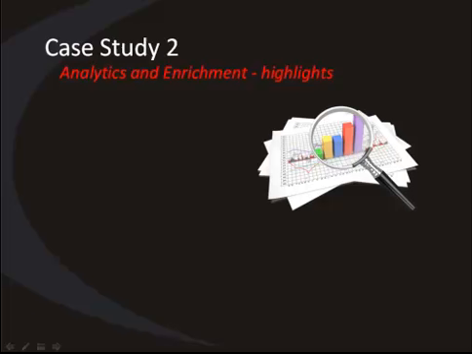The second case study focuses on producing analytics and providing enriched information. The highlights are CRX's ability to handle different record types within one file. As an example, one file contains 26 different record types. These record types are simply read and processed in the order in which they occur, without the need to first split the file 26 ways.